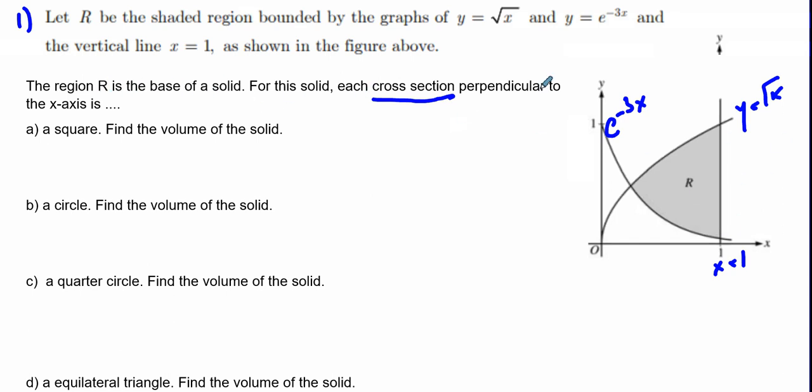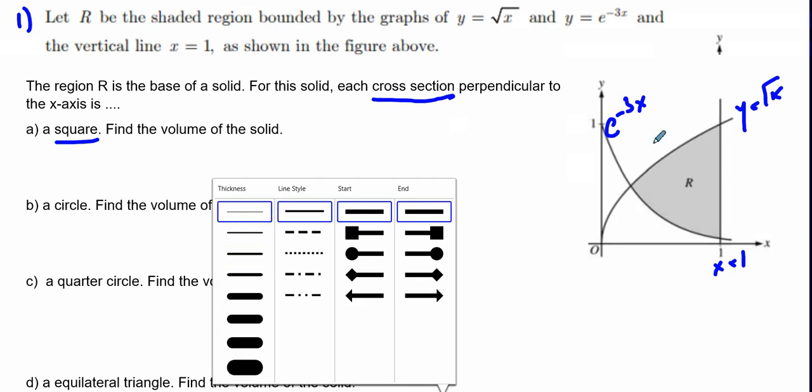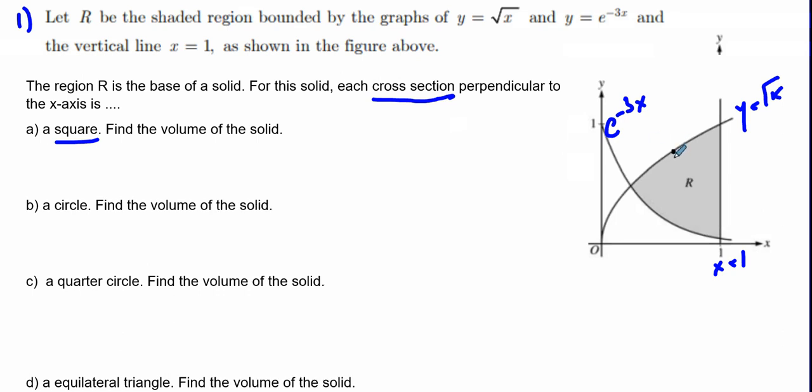For the solid, each cross section perpendicular to the x-axis is a square. So if you watch my other video, in order to figure this out, we need to imagine and look at our picture. We're taking this and creating a cross section. Each of these cross sections is going to be different. To find the volume, we have to figure out the integral from a to b of the area of the cross section in terms of x, dx, because we have perpendicular to the x-axis, so we're going up and down. So these are going to be in terms of x.